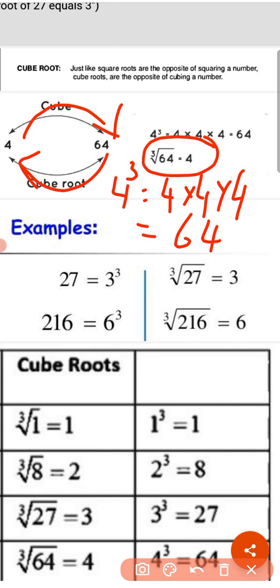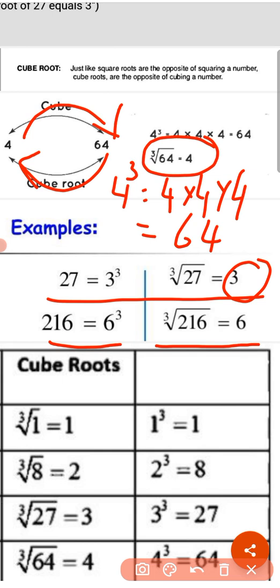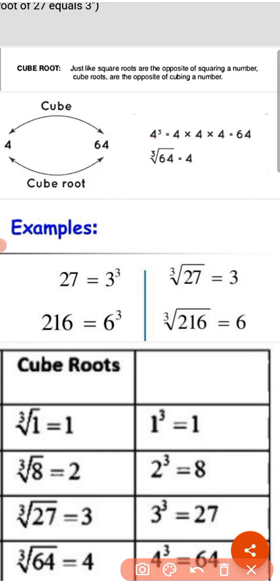Here children, let us check few examples. See, 27 is 3 cubed. So what is the cube root of 27? 3. Then 6 cube, that is 6 into 6 into 6, is 216. Then the cube root of 216 is 6. Cube root of 27. You can read this simply as cube root of.